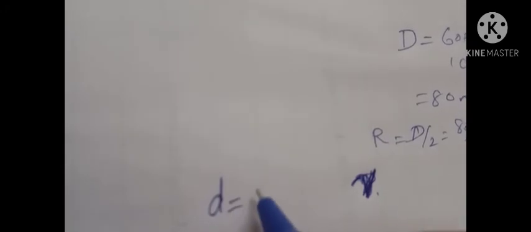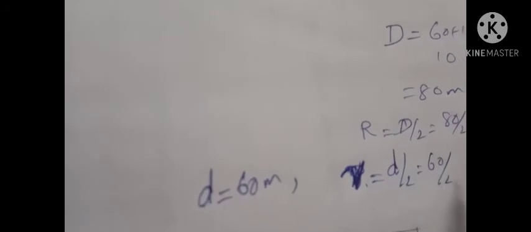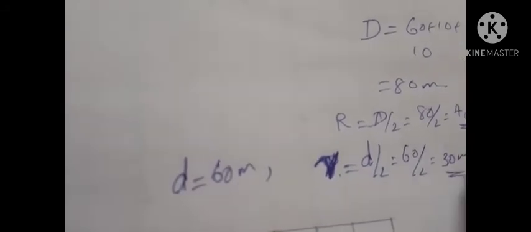Then in the question it is given that the diameter of the big circle is 60 plus 10 plus 10, that we get as 80 meter. Then the radius will be d by 2, equal to 80 by 2, equal to 40 meter. Then similarly we have to find the radius of the small circle. For that they have given d equal to 60 meter. So r equals d by 2 equals 60 by 2 equals 30 meter.